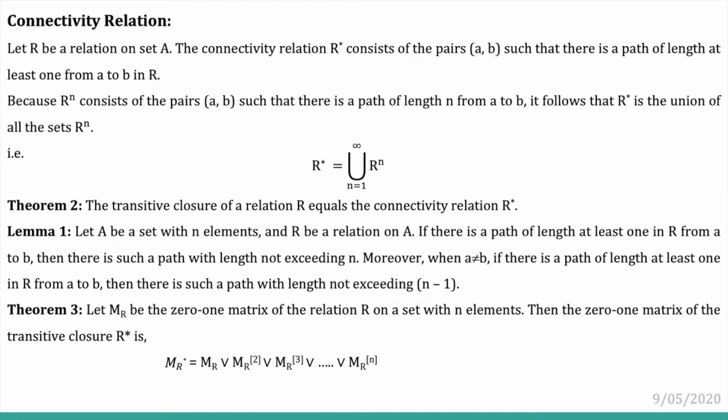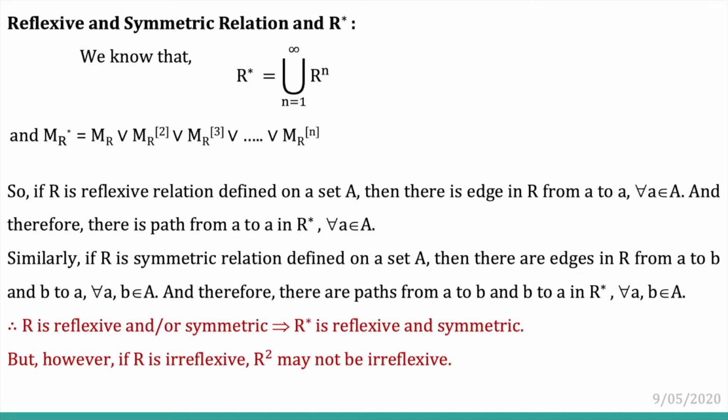On this basis, we can say that the connectivity relation of R is simply the union of the nth powers of R, where n ranges from 1 to infinity. And practically the range of n is from 1 to k, where k is the number of elements in the set on which the relation is defined. If R is a reflexive relation, then the connectivity relation of R is also reflexive. This is because R itself contains all the ordered pairs of the nature (A, A) for all the elements of set A on which the relation is defined.